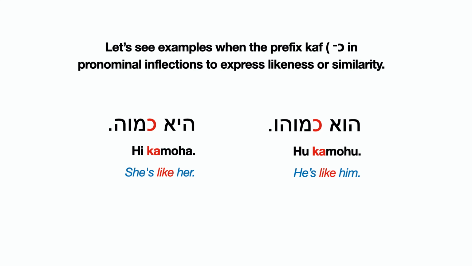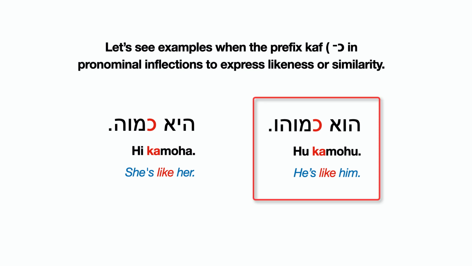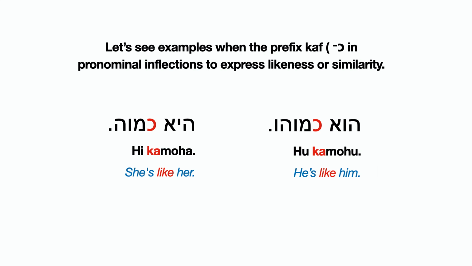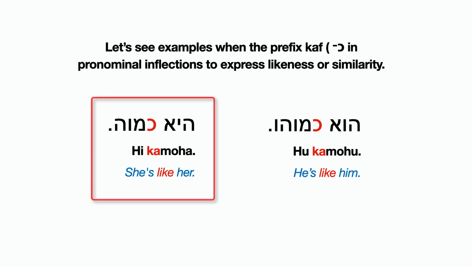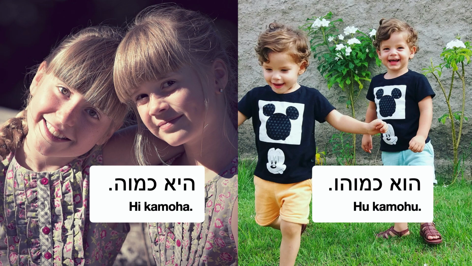So let's apply the prefix kaf with pronominal inflections. Hu kamohu. Hu means he, kamohu means like him. He like him, so that means he's like him. And hi kamoha. Hi means she, kamoha means like her. Hi kamoha means she's like her. So let's read. Hu kamohu. He's like him. Hi kamoha. She's like her.